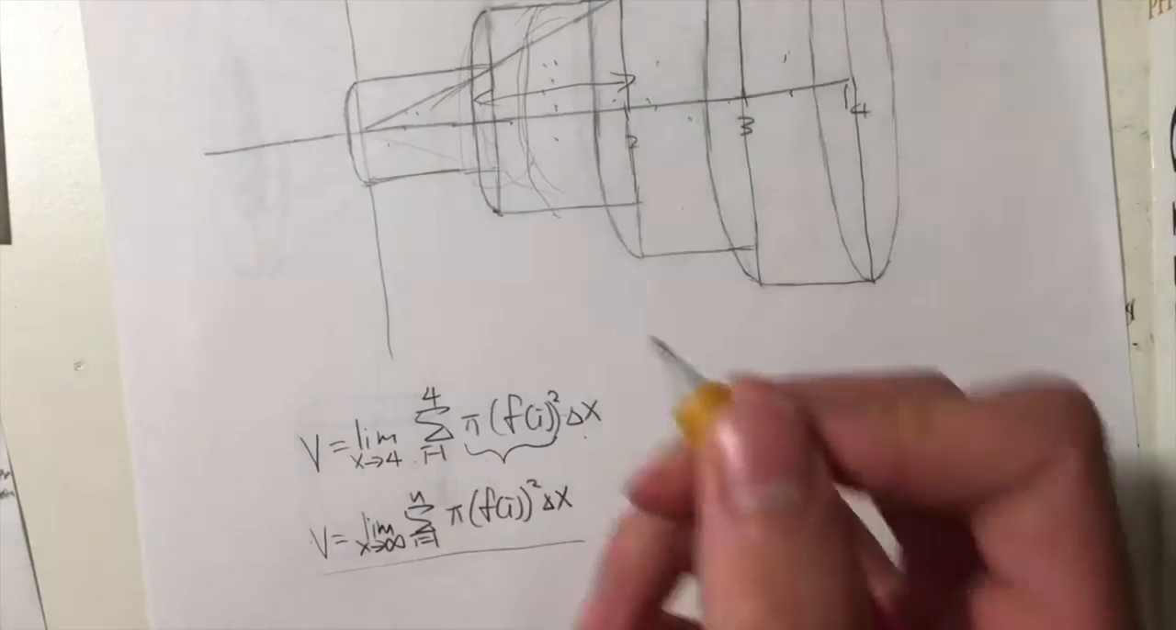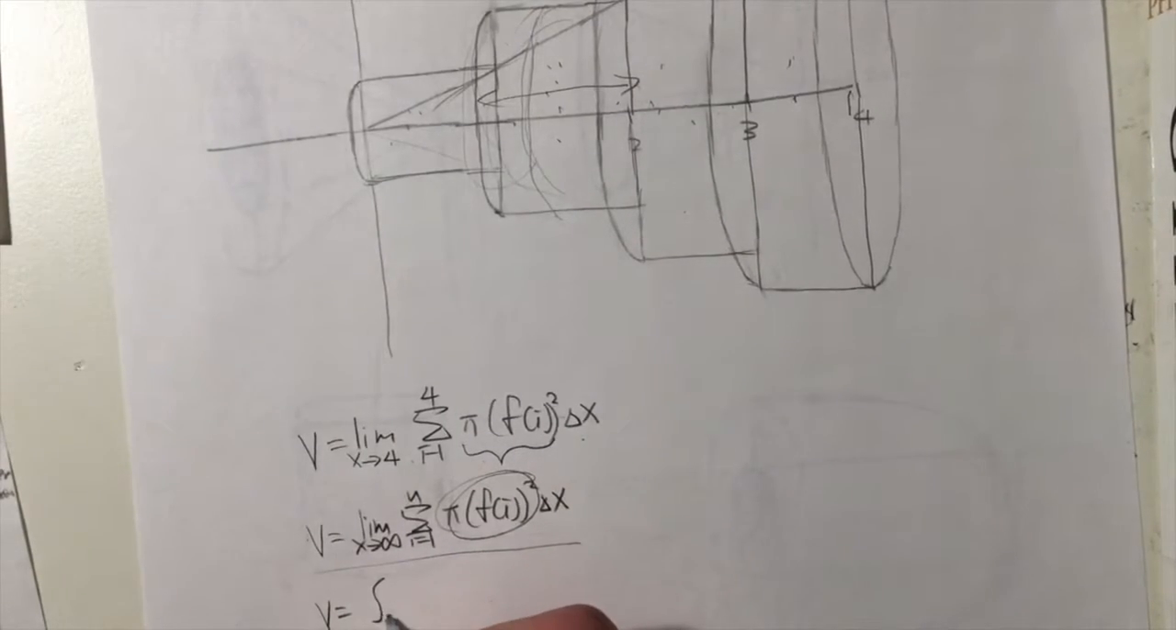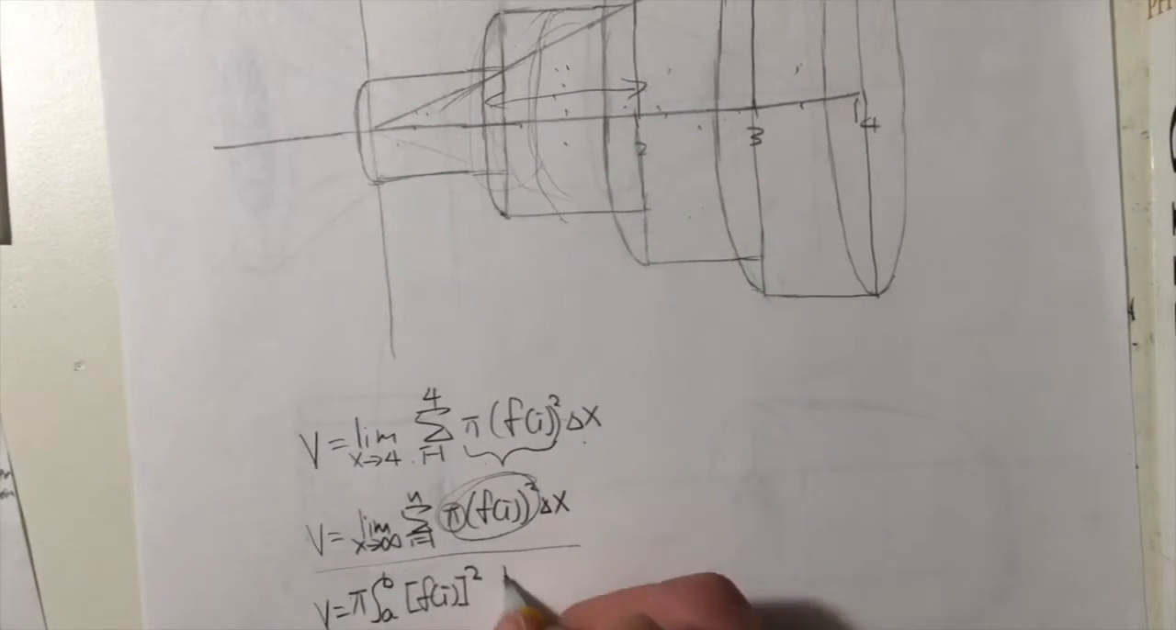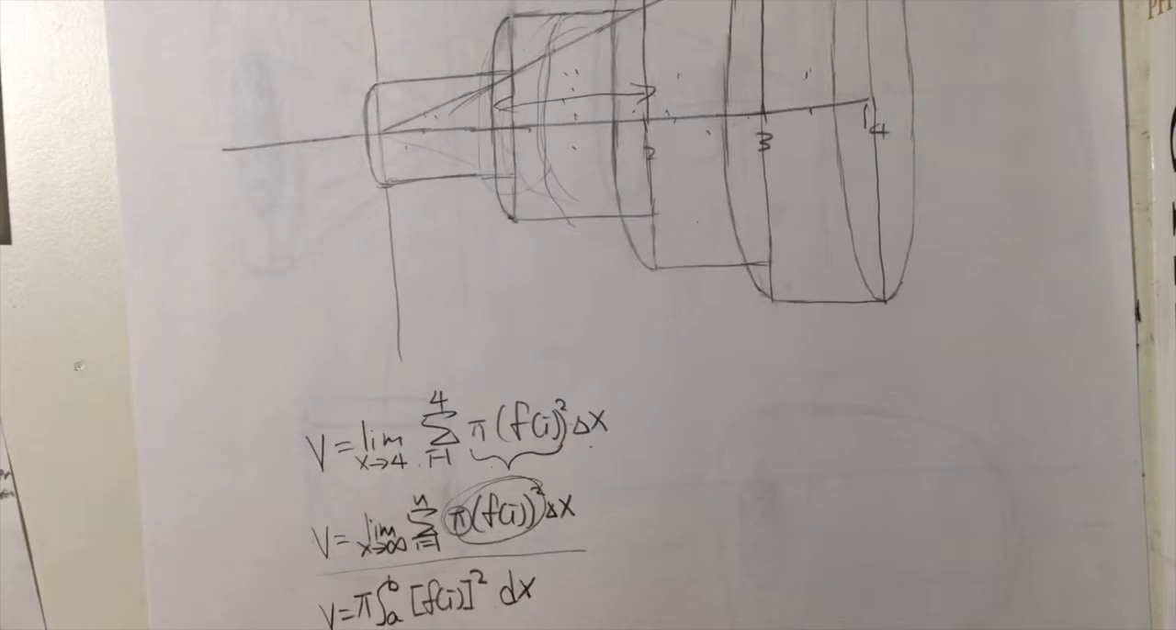However, since we've already done integrals, we know that if we see this as a single function, we can break it down into the integral from a to b, and if we put the pi in front, we know that will be the same as this, since we've already learned about integrals.